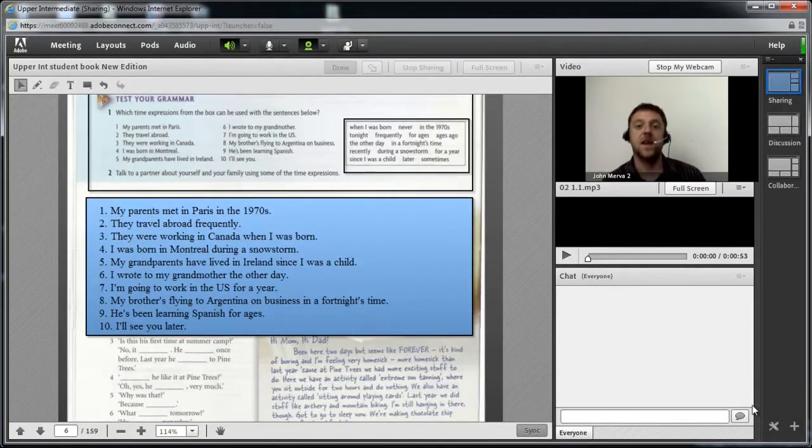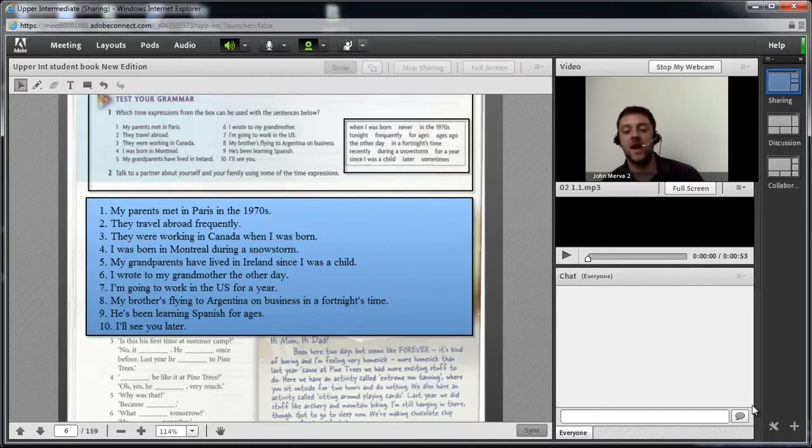Okay, so as you can see, I've now written the answers up in the box. Let's just go through them together. Number 1, my parents met in Paris. That we can use with in the 1970s as an expression there. Number 2, they travel abroad frequently. Present simple we can use with adverbs like frequently, adverbs of time.